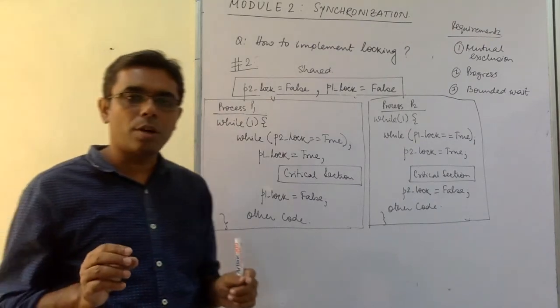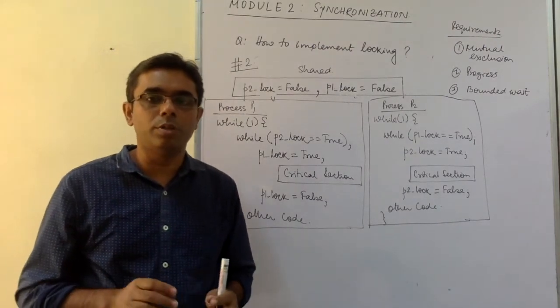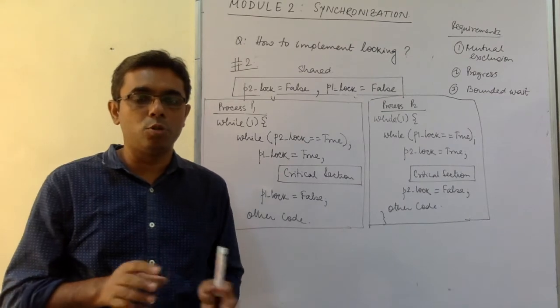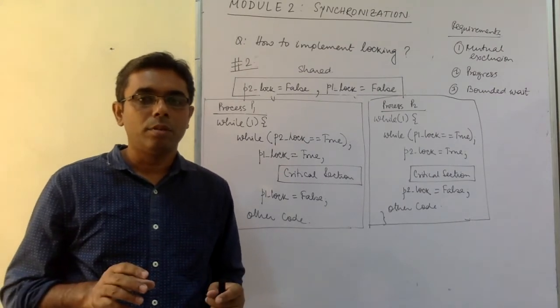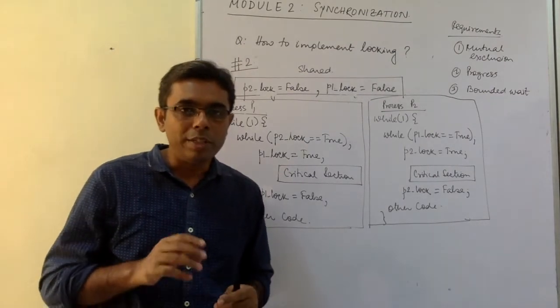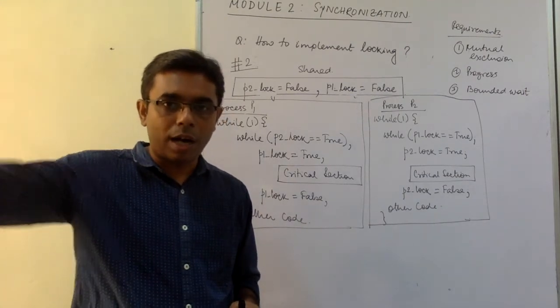So instead of having one lock, in this case we are using two locks. And each process will check the status of the lock of the other process.